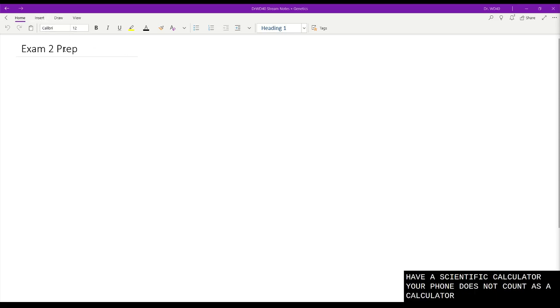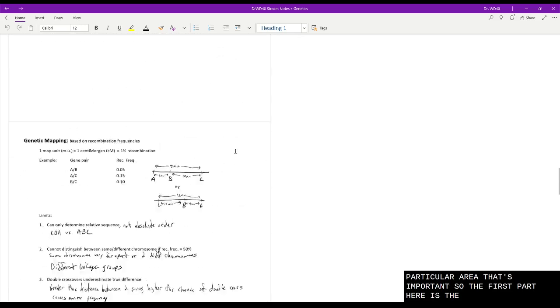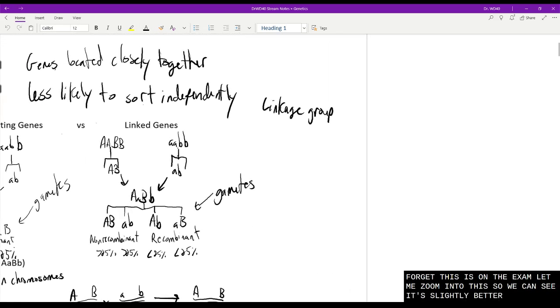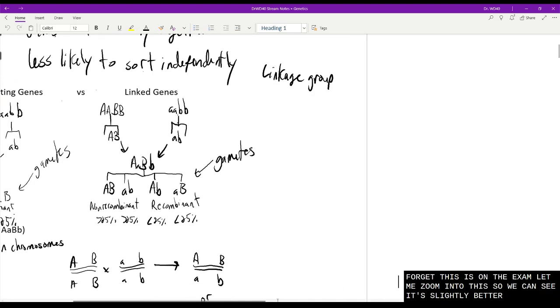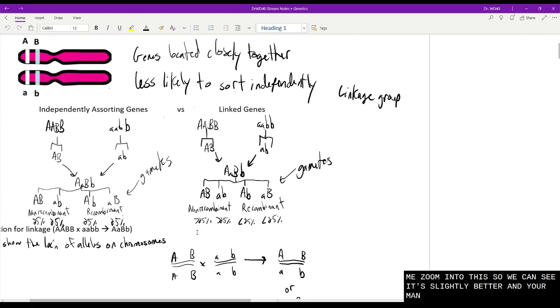All right, so we're just going to hop through this, just like I did before, going chapter by chapter and highlighting any particular area that's important. So the first part here is the linkage and recombination chapter. Don't forget, this is on the exam. So let me zoom into this so we can see it slightly better. And zoom out a bit so it's not in the captions. And there we go.